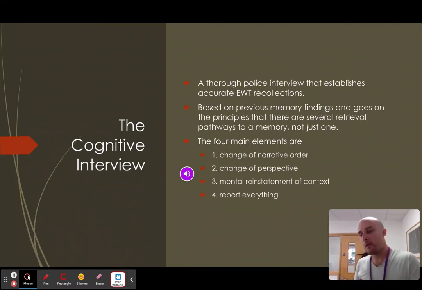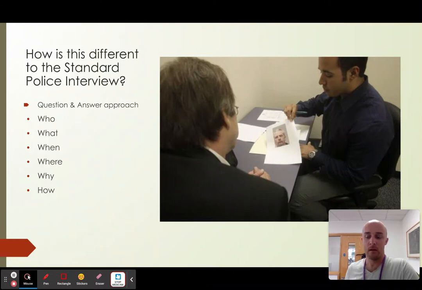Now, you do need to know these four absolutely as a minimum. You do need to know a lot more about it, but I'm going to go through each of these four, and there is, as you can see, a voice note here for you to use as well. So these are four techniques that are used within the cognitive interview to try to make recall of a witnessed event as accurate as possible. So let's start then.